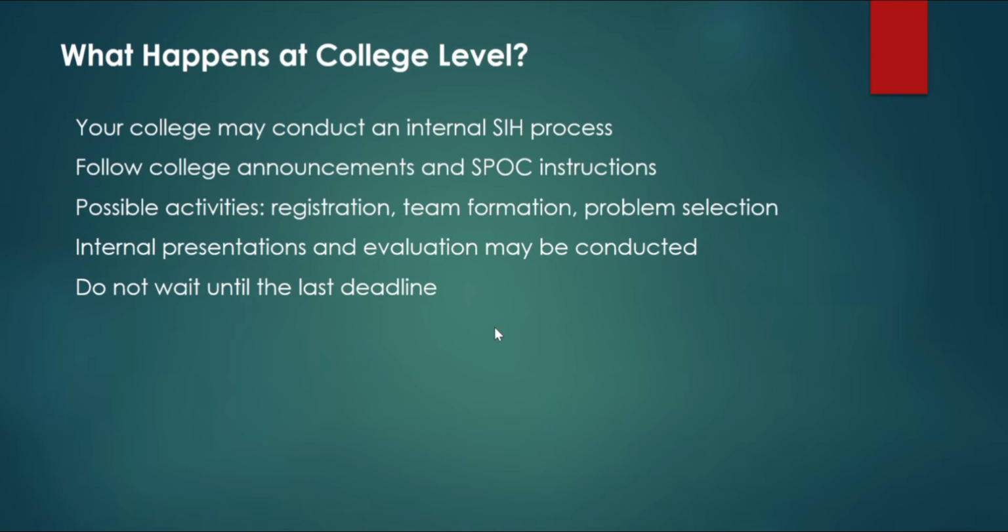Next, what happens at college level? In college, your college may conduct an internal SIH process. So you need to follow the college announcement and SPOC instructions, the person who tells about this. Then possible activities: you'll have registration, team formation, problem selection. Then you'll be building a prototype kind of and presenting in your college. From that, they'll select a total of around 50 teams and send them for the further process. Then internal presentation and evaluation may be conducted. Do not wait until the last deadline.